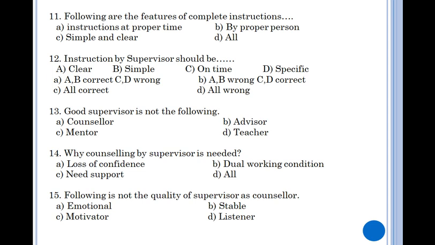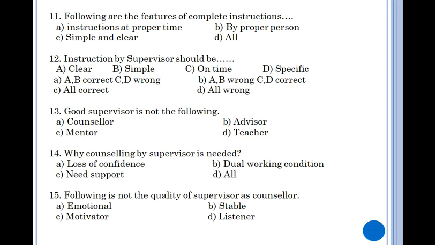Okay. Question number 14. Why is counseling by supervisor needed? First, we have four options. A, loss of confidence. B, dual working condition. C, need support. And D, all. See, counseling by supervisor is required when the worker has lost his or her confidence, needs support, and a dual working condition is there. So option D is correct. That is all of the above.